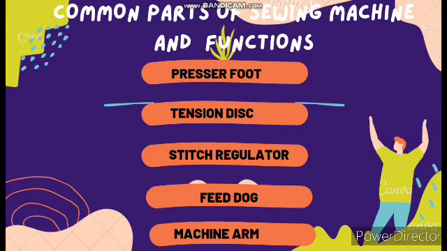Machine arm. Machine arm is used to lift the machine up. That is what they use it for. It's for lifting the machine upward. All these are the common parts of a sewing machine that you can find in all types of sewing machine, and their functions.